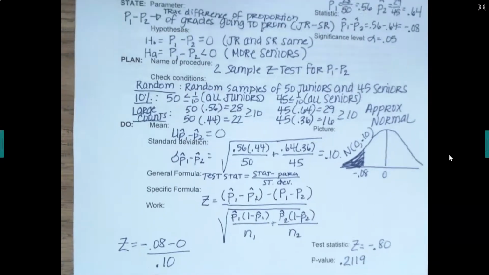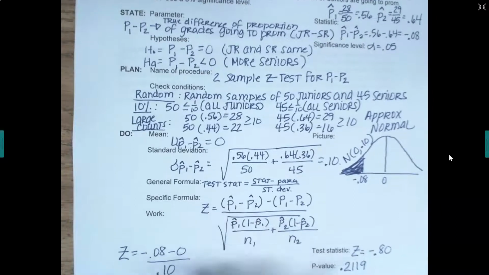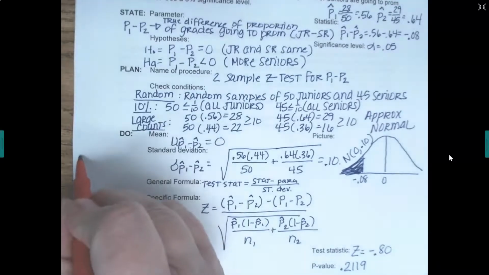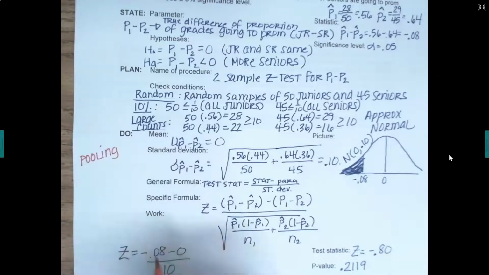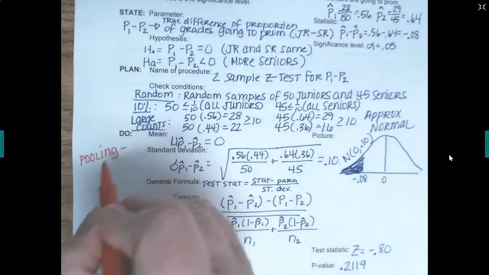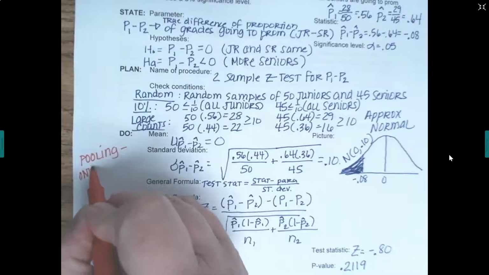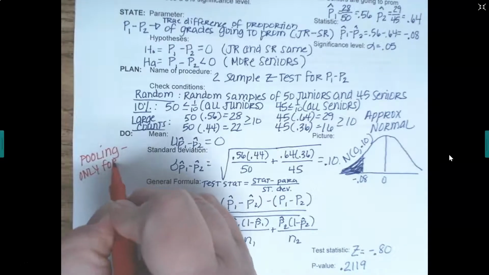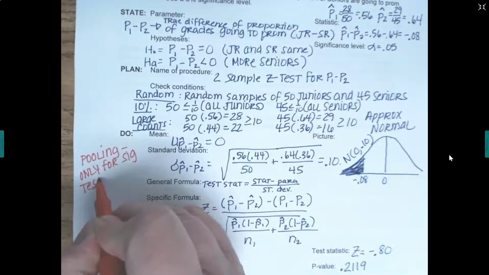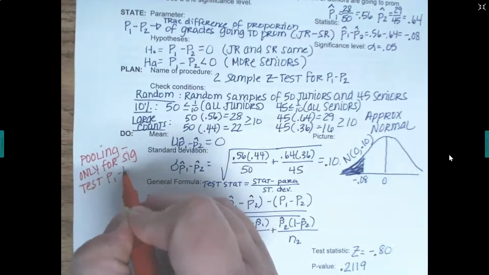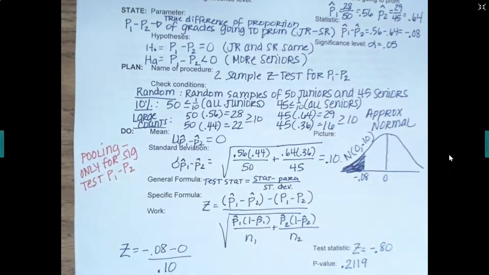So back up here, doing our formula for our standard deviation, we need to do some changes here. So we're going to do something called pooling. Okay, and pooling only happens for significance tests for a difference of proportion. It's the only time this is going to happen.